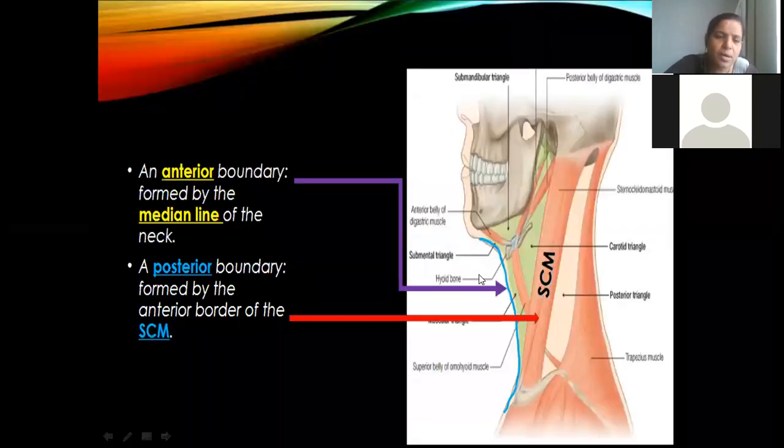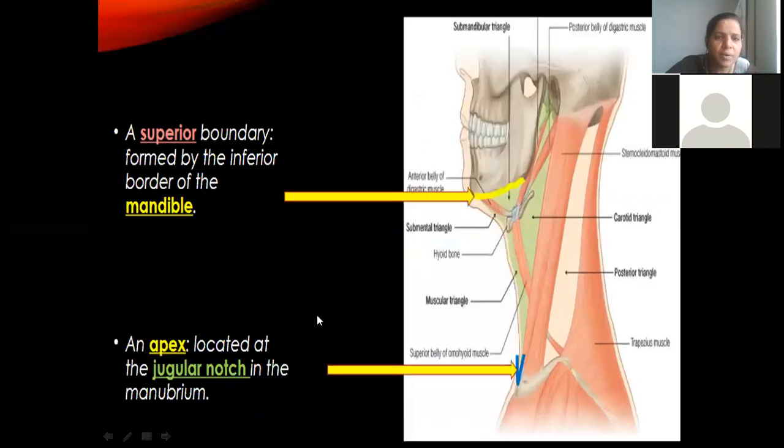Now, see here, it is all written. The anterior boundary is formed by the midline of the neck. Then the posterior boundary is formed by the anterior border of sternocleidomastoid. The superior boundary is formed by the inferior border of the mandible.